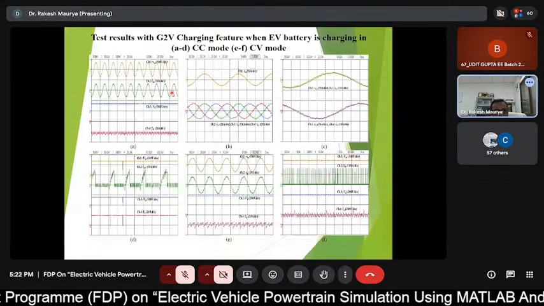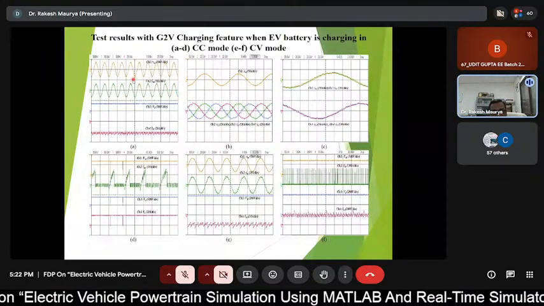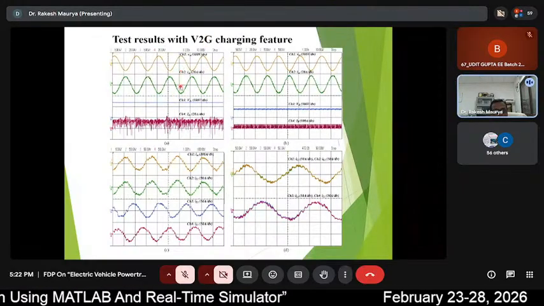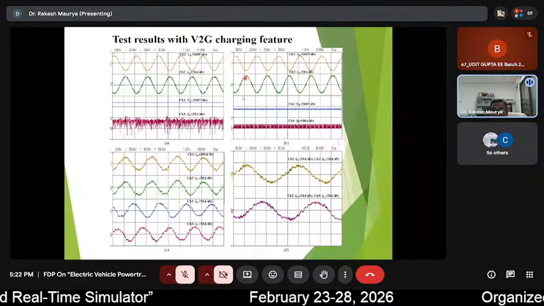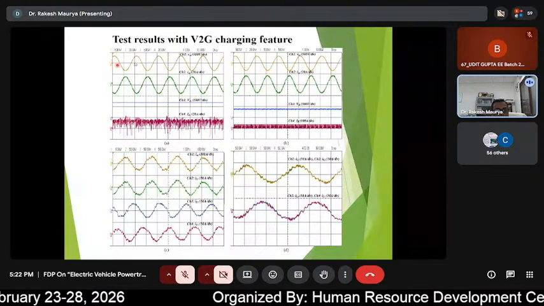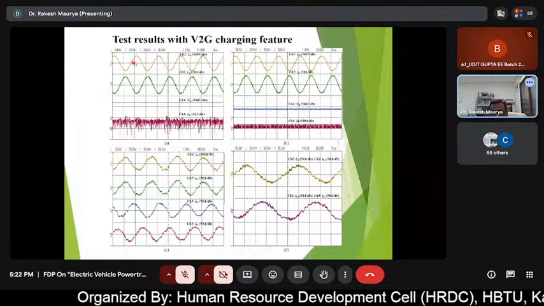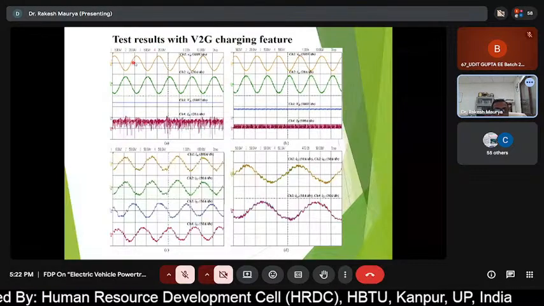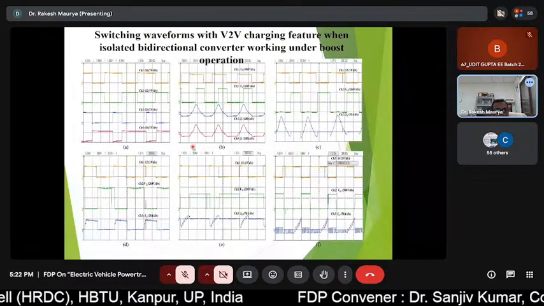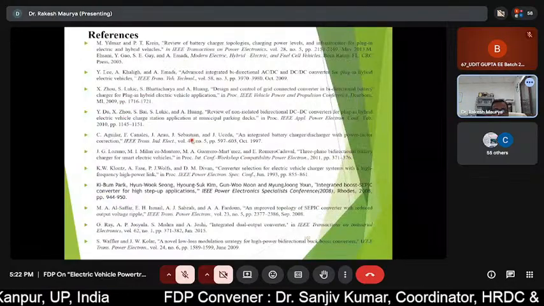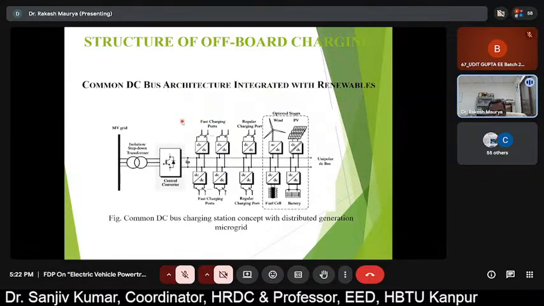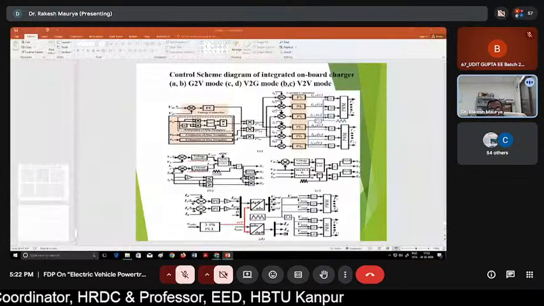We have the simulation, and then we have tried to show the corresponding results. So these are some test results, voltage as well as current waveforms we have shown. Here during the simulation also, the current is out of phase. You can see the power flow is reversed. These are the internal switches' waveforms, their pulses, and these are the few references which we have. So that's all. Anything to discuss, I am happy to answer.